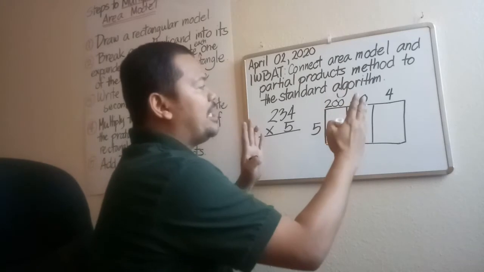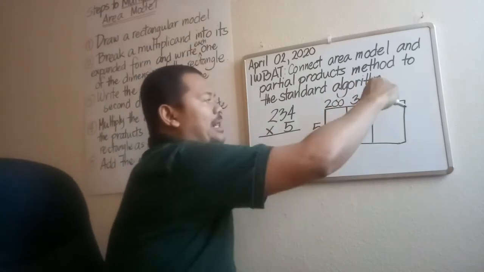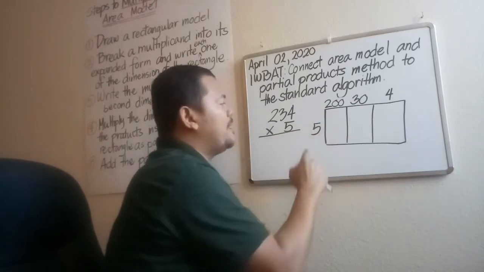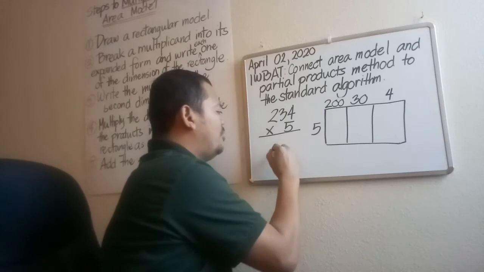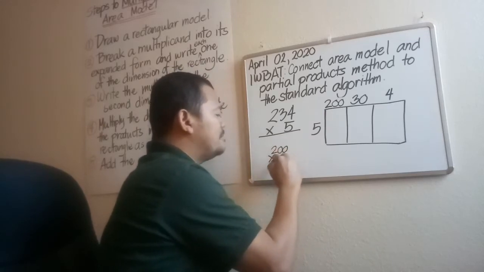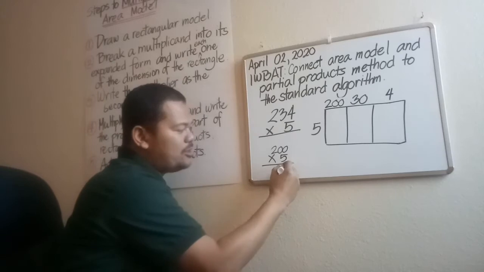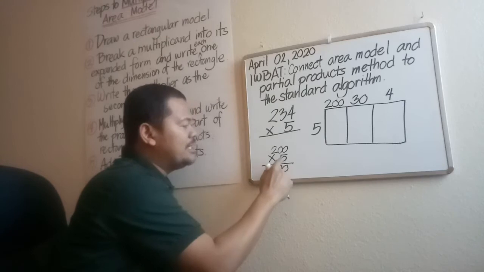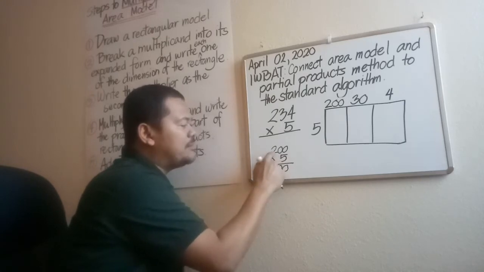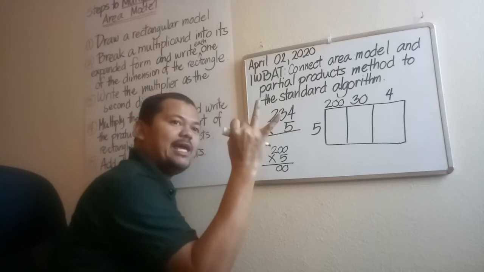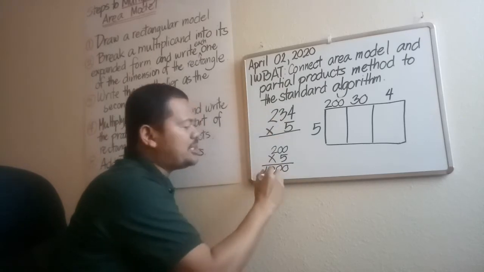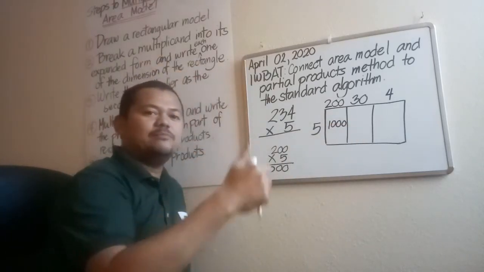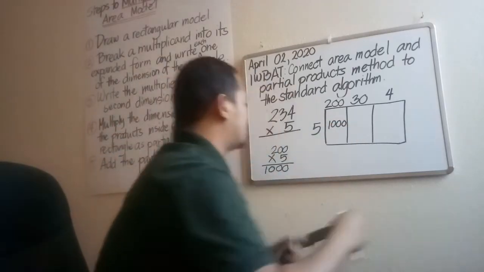Now, this time we can divide them according to their place values, and this will give us the partial products. Okay? So 5 times 200. So 200 times 5, you write there the 2 zeros, 1 and 2. Okay? Then multiply your numbers. 5 times 2 equals 10. So the answer is 1,000. So you write here 1,000. You're following? Good. Next.